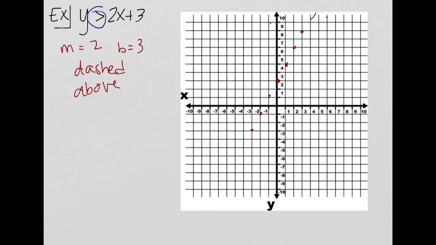And we said it's a dashed line, so just make sure that you're not connecting your line. So make it dashed. And then we said we're going to shade above. Well, look at where you can draw arrows above your line, so I want everything on this side.